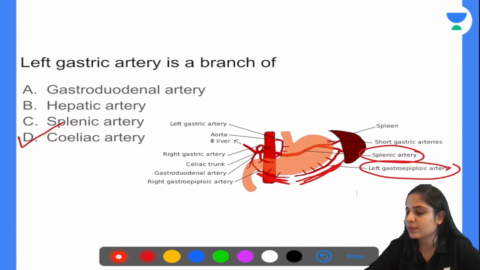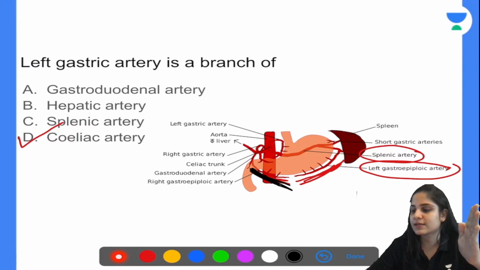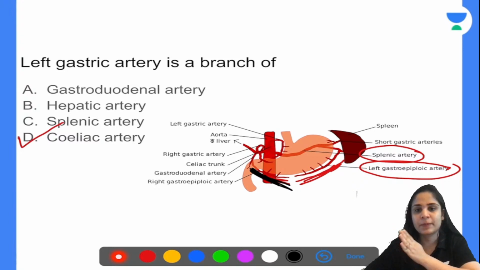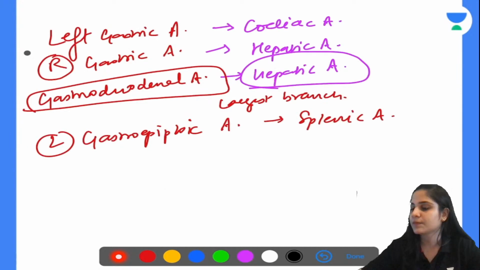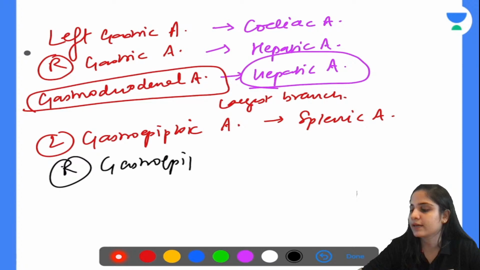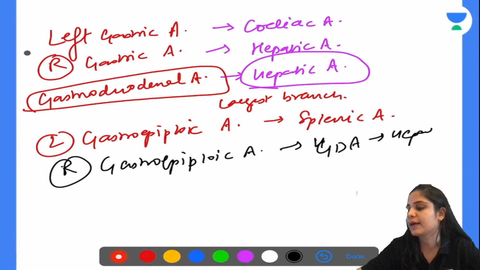And your right gastroepiploic artery is on this side, more on the right side. It's not towards the spleen. So that is coming from your gastroduodenal artery. If we talk about the right gastroepiploic artery, that is a branch of your gastroduodenal artery, which is a branch of your hepatic artery.